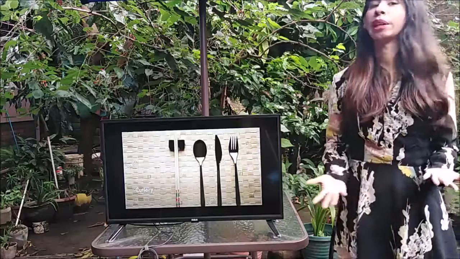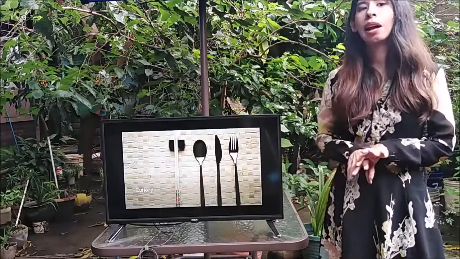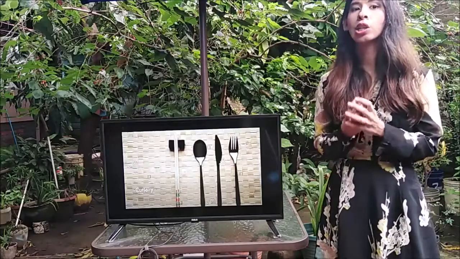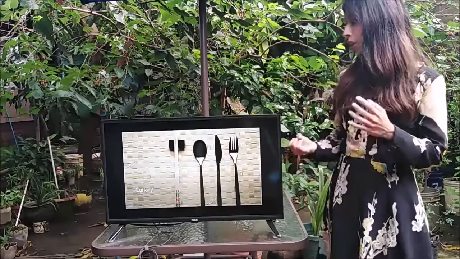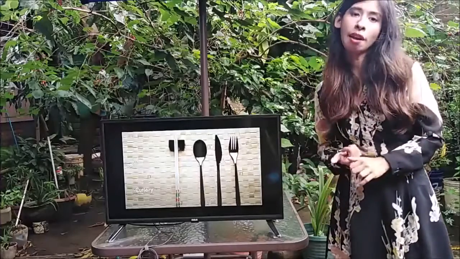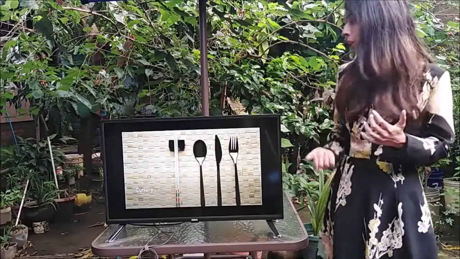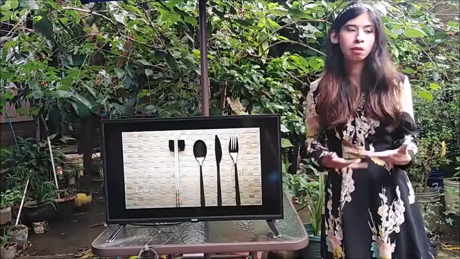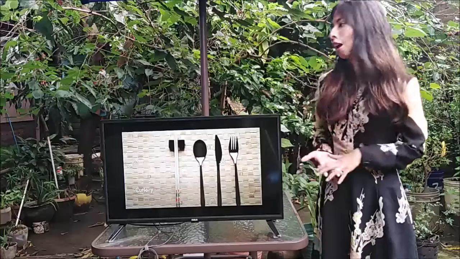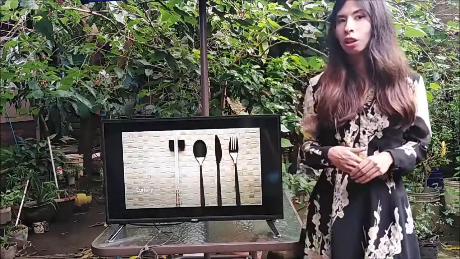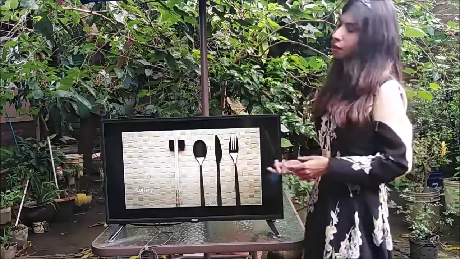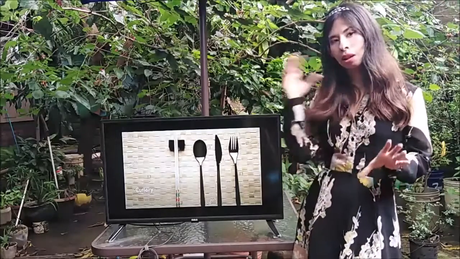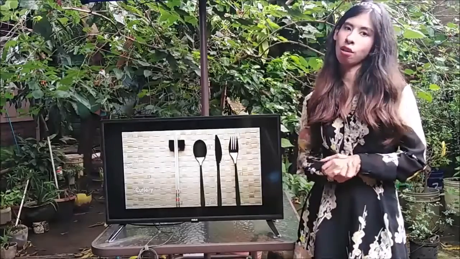Then we have the cutlery. The cutlery is a name that contains all the utensils that we use for us to eat. So it may include the spoon, the knife, fork, and even the chopsticks. Remember that whenever we are eating Asian food, for example sushi, we may use the chopsticks instead of a fork, right? So cutlery is the name that includes all these utensils.